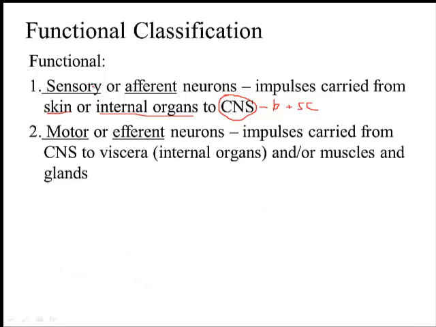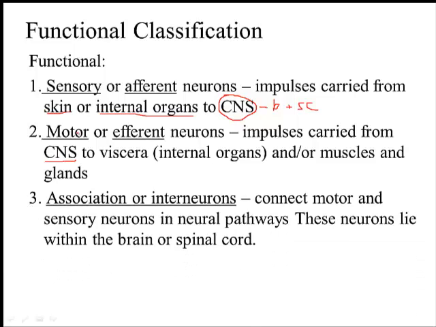Your motor neurons, also called your efferent neurons, are going to carry impulses from your central nervous system to either your internal organs, telling them to do something, or to muscles or glands, telling them to contract or to secrete. So motor neurons are going to be telling your body to do something. And if you kind of think about it, motor makes me think of action. Like you have a motor in a car and it makes it go. So that makes me think of things are going to go, so a motor neuron's going to make things happen.